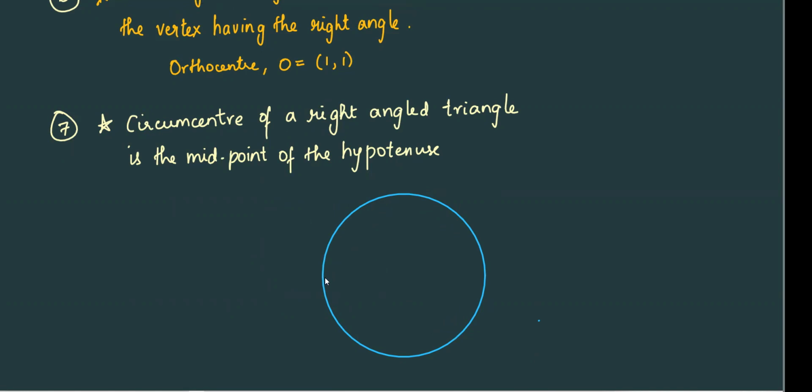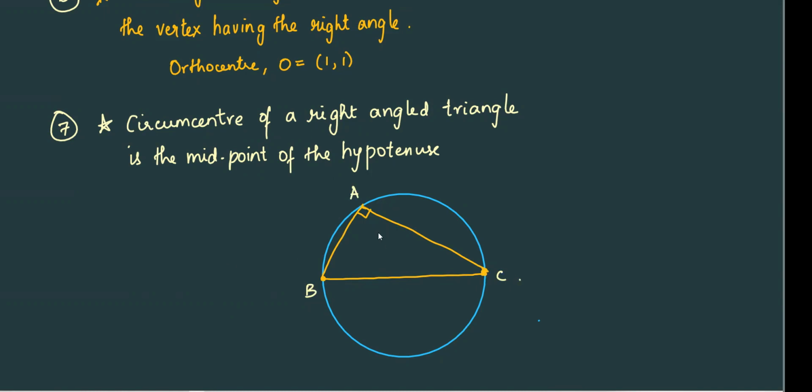Now, if it is a right angle triangle, we know from 9th or 10th class geometry, a chord subtends an acute angle in the major segment and obtuse angle in the minor segment. But a diameter always subtends a right angle. Diameter subtends a right angle on the circle.